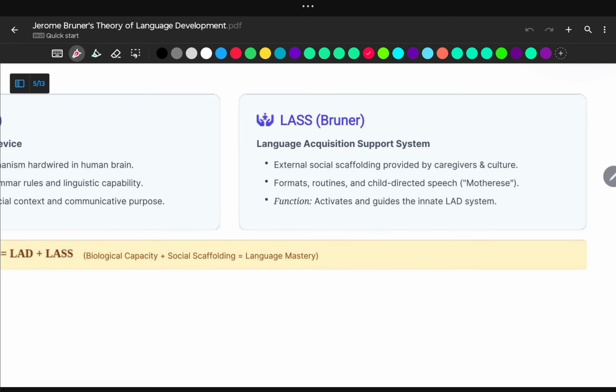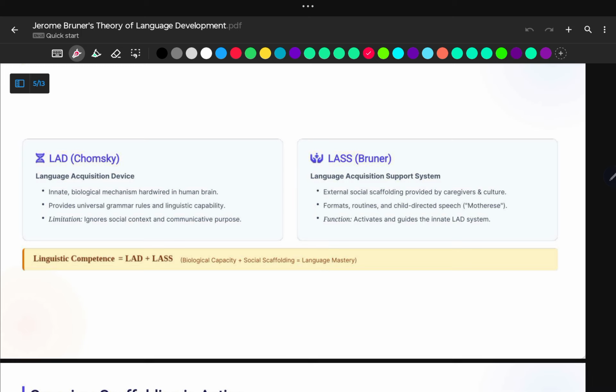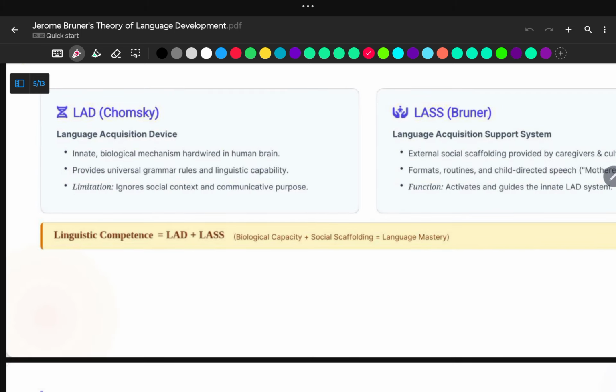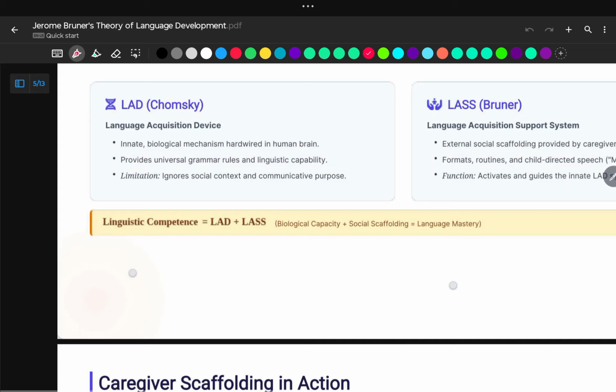LASS also contributes to LAD, the language acquisition device. By activating the LAD, the LASS works. Here a formula comes: linguistic competence equals LAD plus LASS, that is biological capacity plus social scaffolding equals language mastery.